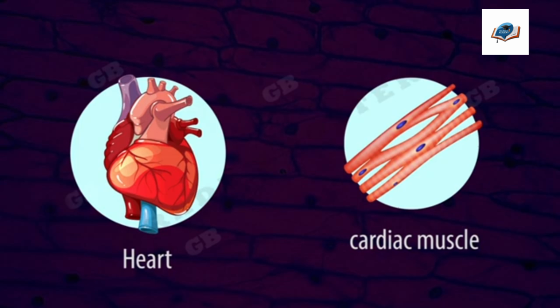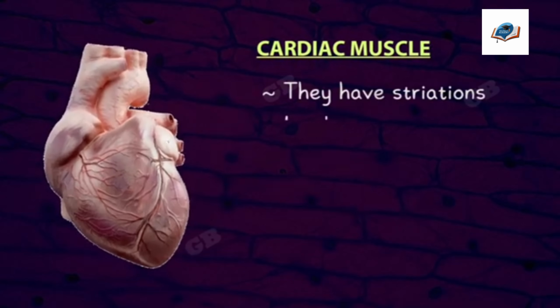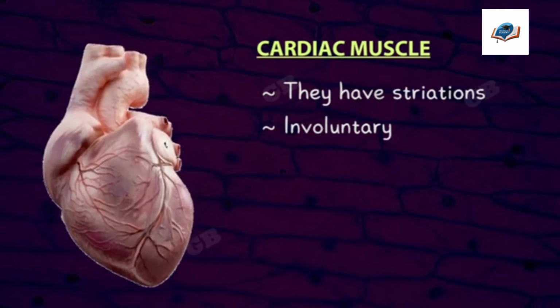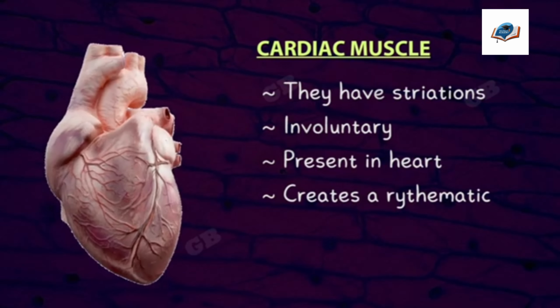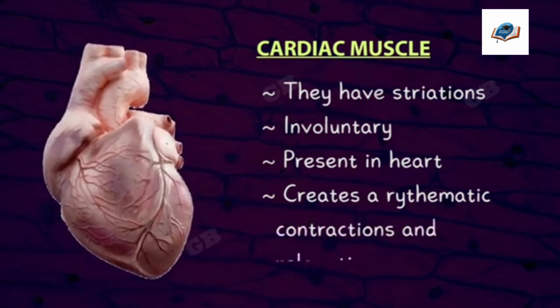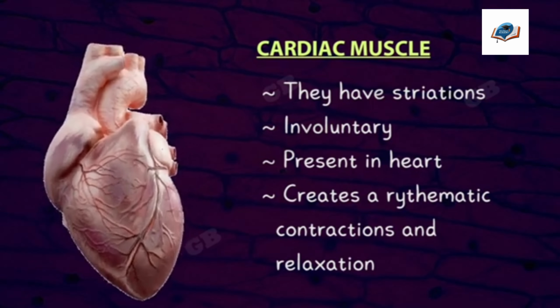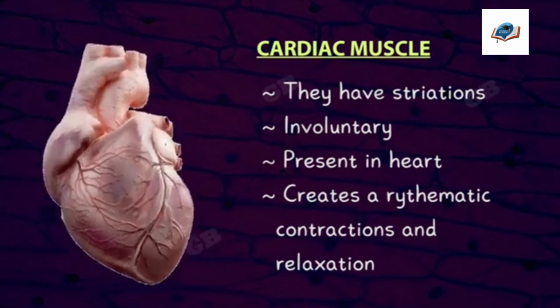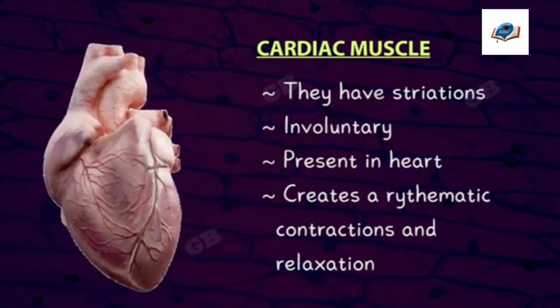Now we learn about cardiac muscle or heart muscle. The cardiac muscle, also known as the heart muscle, is a specialized type of involuntary muscle. Let us see the structure of cardiac muscle cells. Cardiac muscle cells are cylindrical and branched. Each cardiac muscle cell is uninucleated, meaning it contains one nucleus. Cardiac muscles have striations, which are similar to voluntary muscles. But in function, they are involuntary, meaning they cannot be controlled consciously.